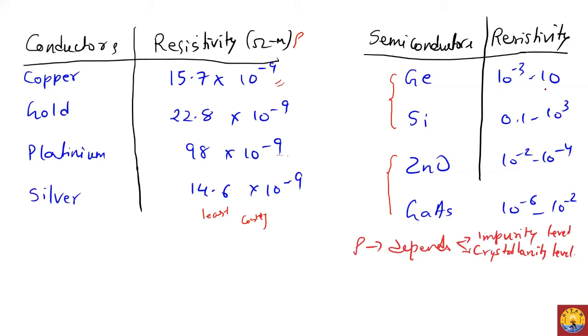Germanium has a low resistivity, whereas silicon is a bit higher, 0.1 to 10 to the power 3 ohm meter. Zinc oxide has very low resistivity, 10 to the power minus 2 to 10 to the power minus 4. Gallium arsenide has still lower resistivity, 10 to the power minus 6 to 10 to the power minus 2 ohm meter. Okay, so these are the different values.